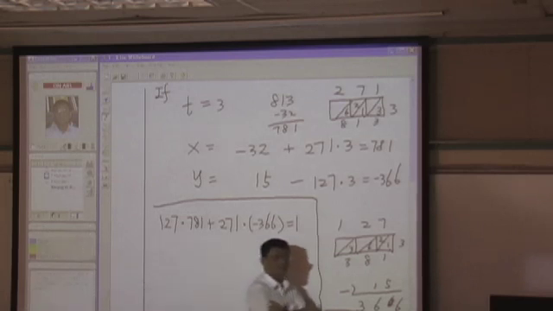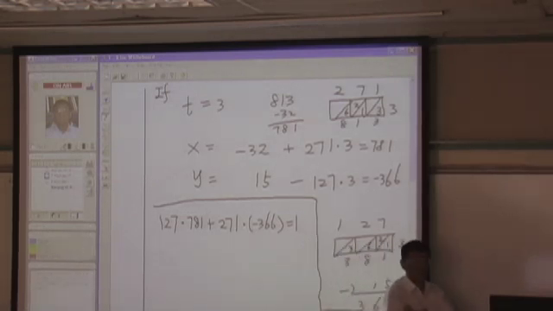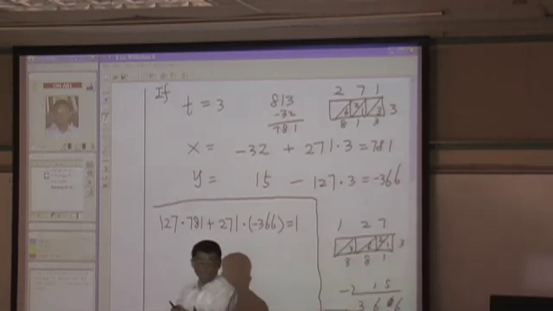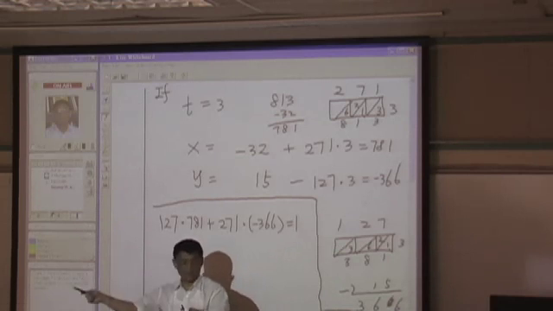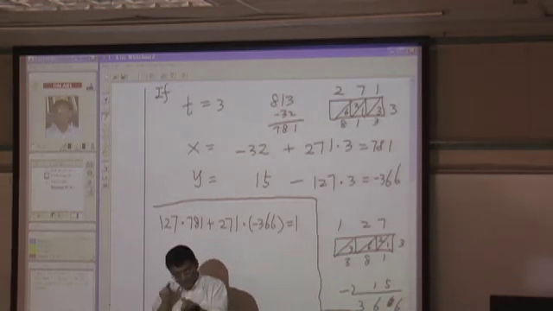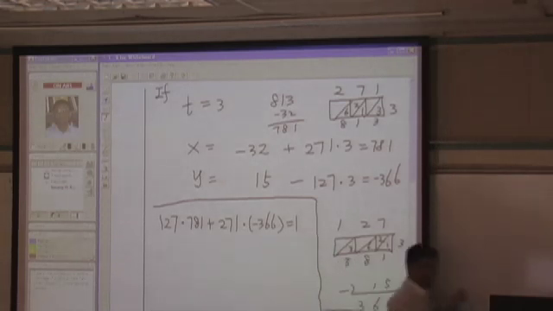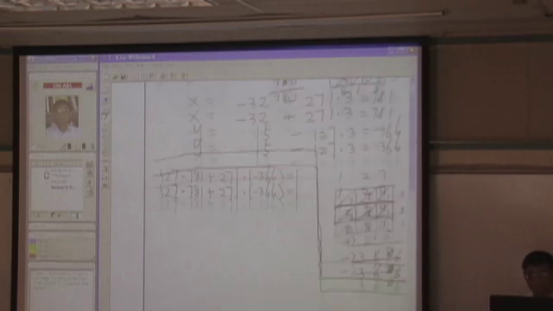Yes? Why do we need to apply GCD? Because if we don't divide, then we skip some numbers, right? This jump is too big. But if we divide, then we find all the possible jumps. We don't want to miss anything. Yes. So let's do it.